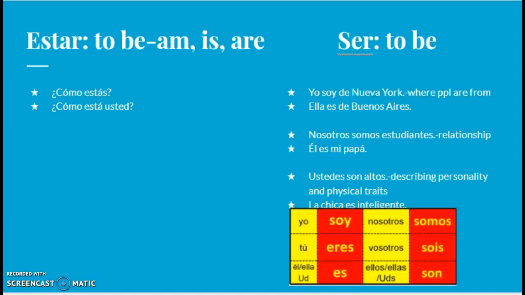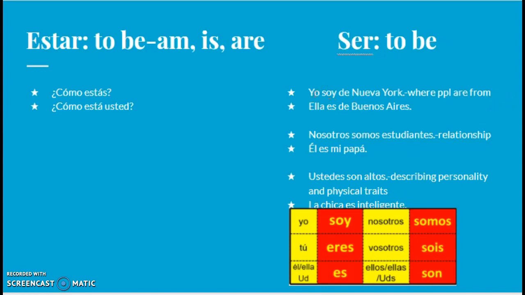You might be confused right now because we've already learned how to say to be in Spanish. So remember, it's conjugated is, are, and am. We've already learned ser, so that's one way to say to be. However, since Spanish is different than English in many ways, they have two different ways to say to be, depending on the situation.